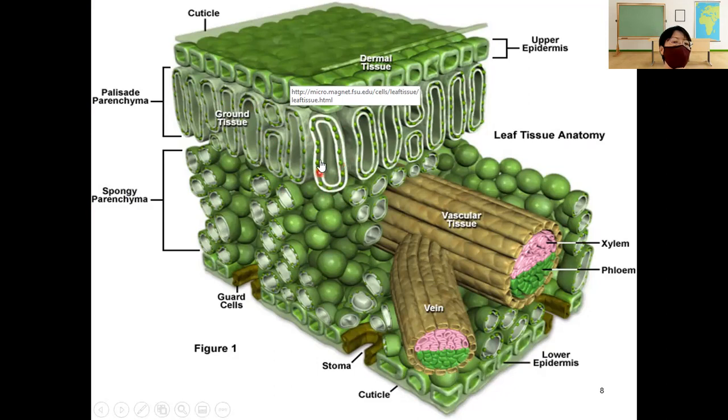It means when it's not enough light, they can move upwards. When there's too much light, they will move to the side and move down. Okay.